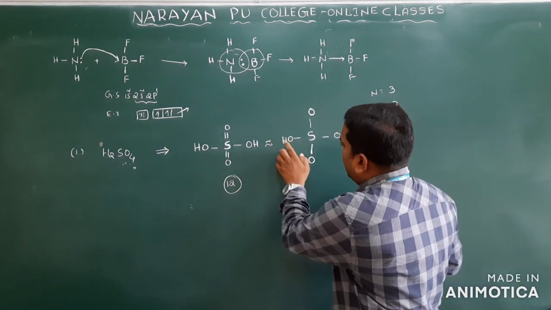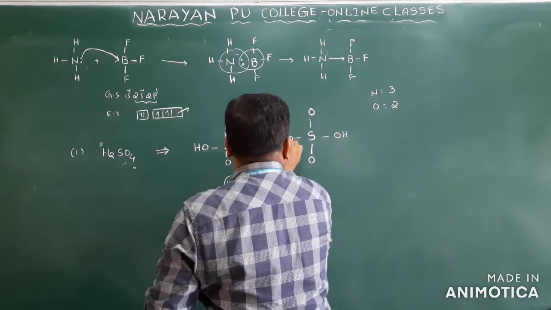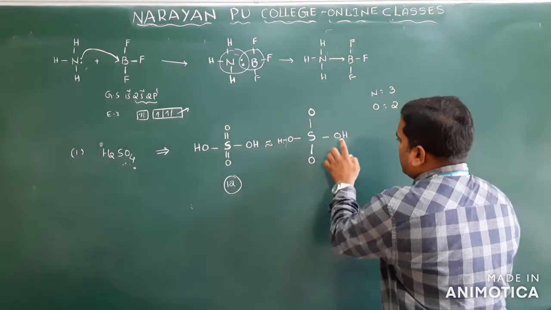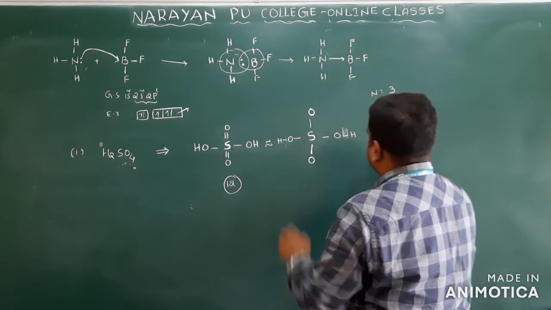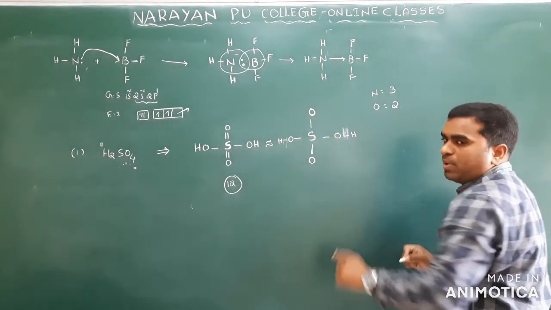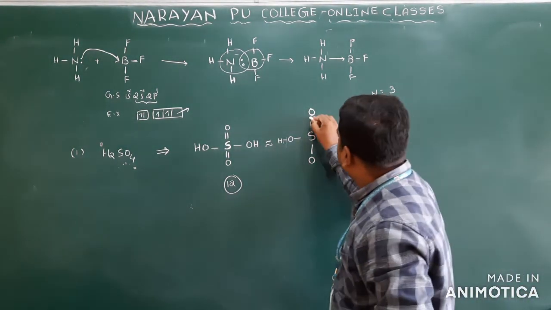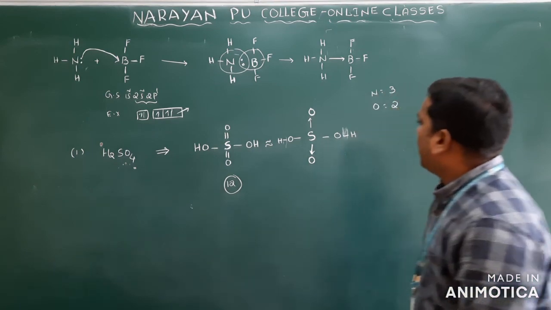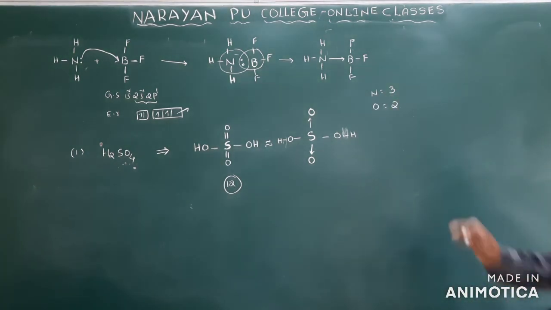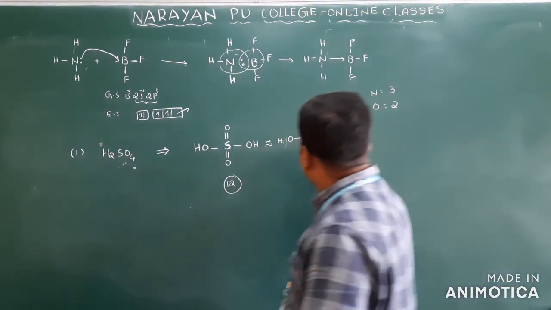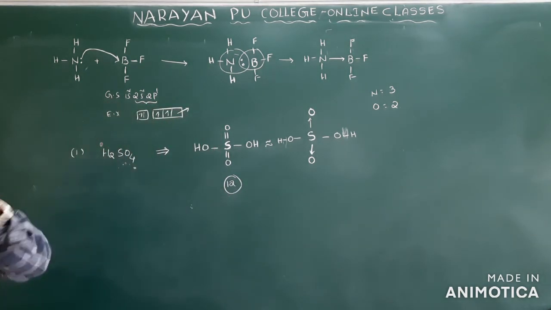This oxygen is forming 2 bonds here. Oxygen is forming 2 bonds, and here also oxygen is forming 2 bonds. But here oxygen is forming how many bonds? 1 bond. 1 bond means that bond should be a dative bond, and this is the dative bond. Here you have to write in this way. So how many dative bonds are there in H2SO4? 2 dative bonds are there.